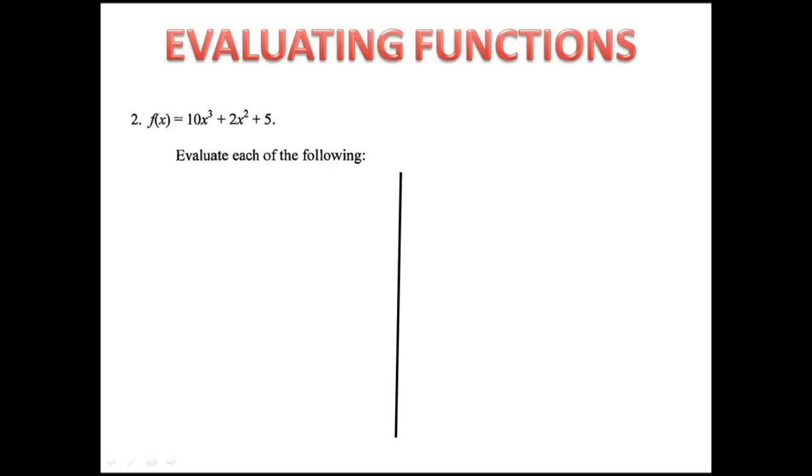Sometimes functions have exponents, or things that are a little bit fancier. This function says f of x is 10x to the third plus 2x squared plus 5. The first thing I do is I take the x's and I put them in parentheses. I always do that. It really helps me keep things organized. Once I've put the x's in parentheses, then I can do my evaluating.